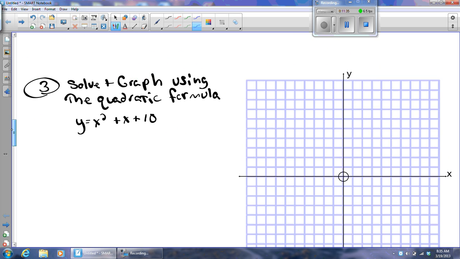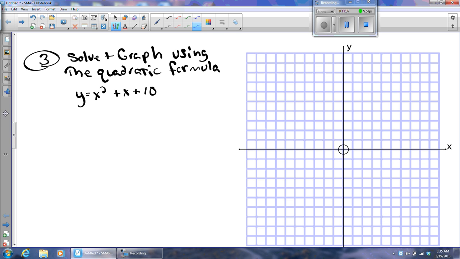Sorry about that. Okay, now we're going to do one using the quadratic formula. I'm going to first go for my discriminant. I'm going to go a, b, c. So we've got 1, 1, and 10. All right, b squared is 1 minus 4 times 1 times 10. That's going to be a negative number, isn't it? Yeah, so there are no solutions.